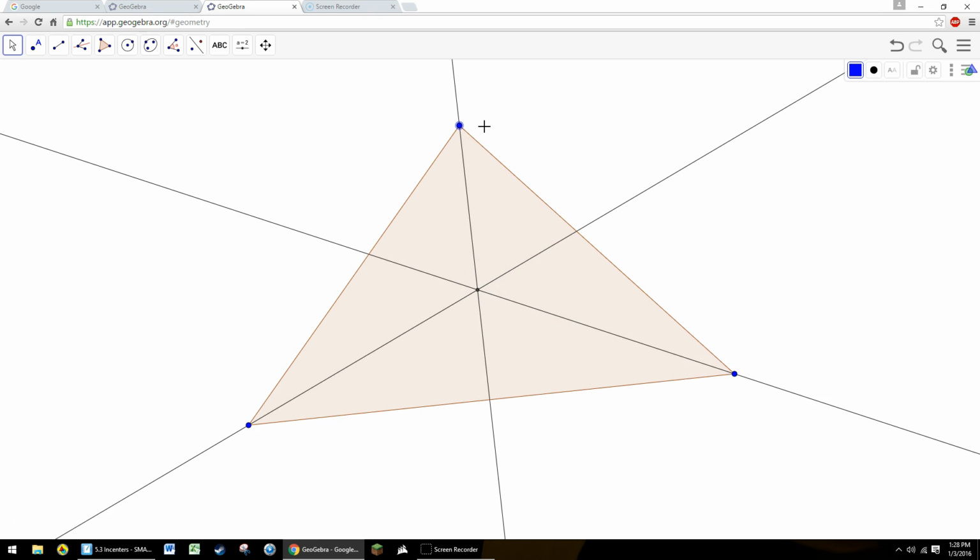Now for this next step, my drawing is going to get a little messy, but basically what I want to do is I want to draw a line that is perpendicular to one of the sides of the triangle right here, that is perpendicular to this line and goes through this point.